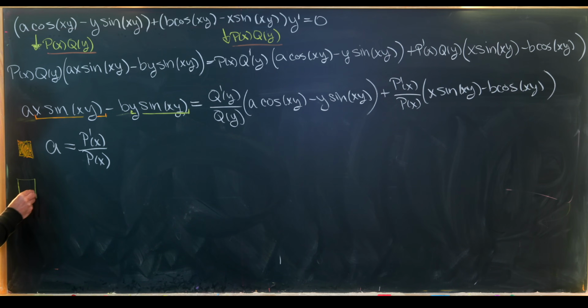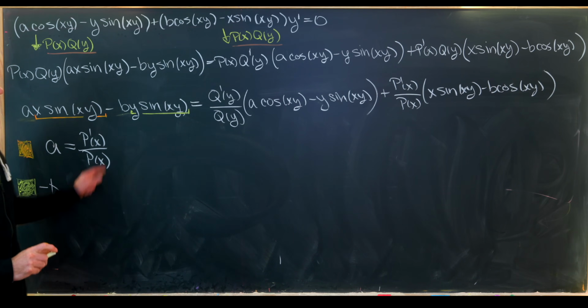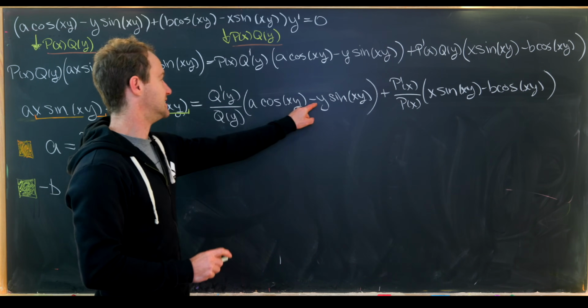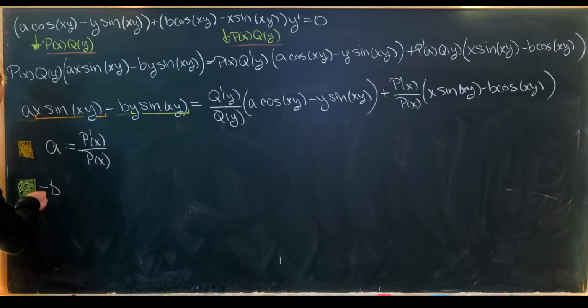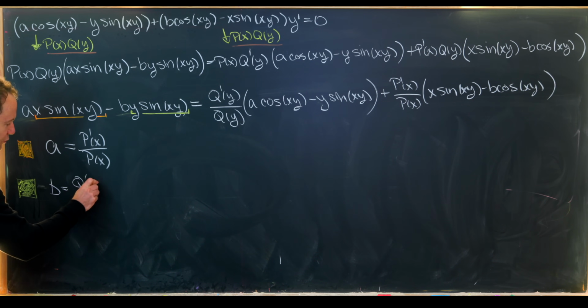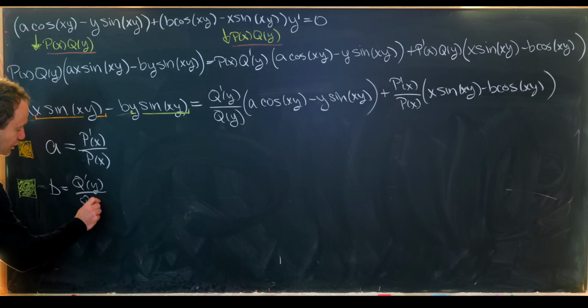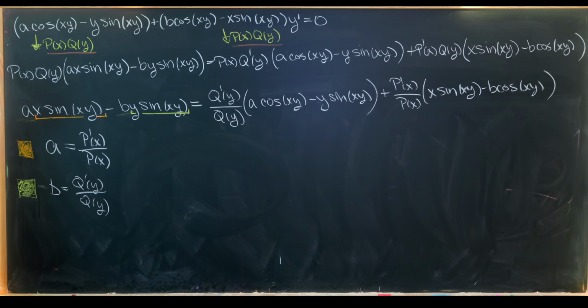Okay, so now let's see what's happening with the y sine of xy from this yellow underline. So the coefficient over here on the left-hand side is negative b. The coefficient over here on the right-hand side is negative q prime over q. So canceling the minus signs, that gives us b equals q prime of y over q of y. Again, another fairly simple differential equation to solve.